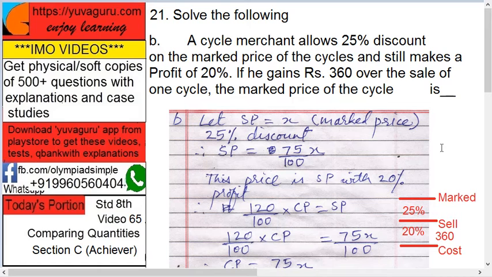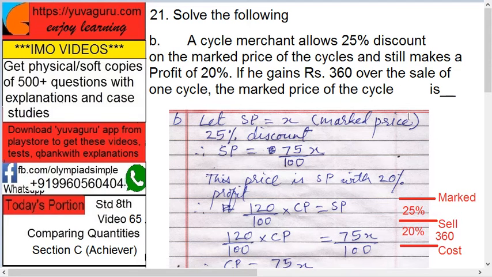See here, understand the problem first. This is the marked price on the cycle. Then he offers a discount of 25%. Then this is the rate at which he sells. But even by selling at this rate, he earns 20% on the cost price, right? So this gap is 20%, this gap is 25%. But it's also given that he gains 360 rupees on one cycle, means this gap is 360. So let's solve.